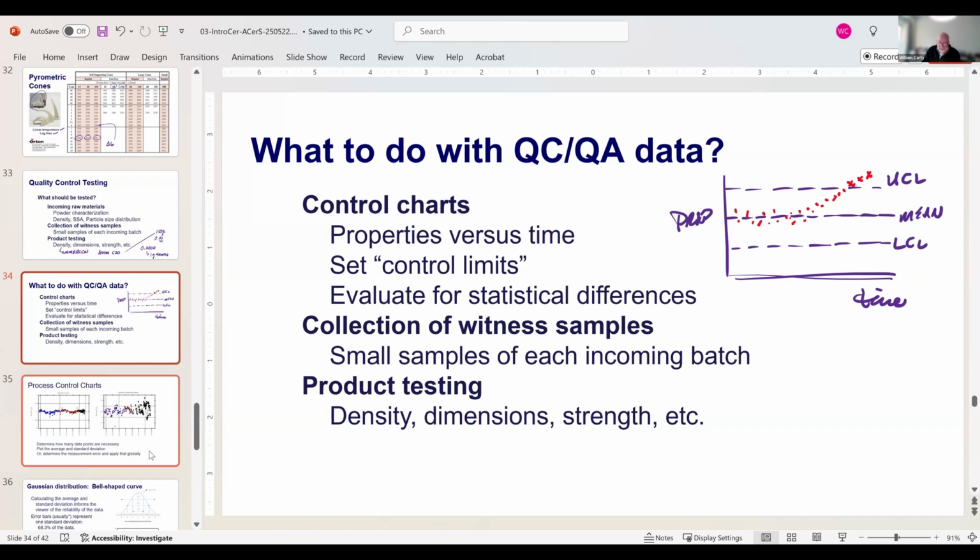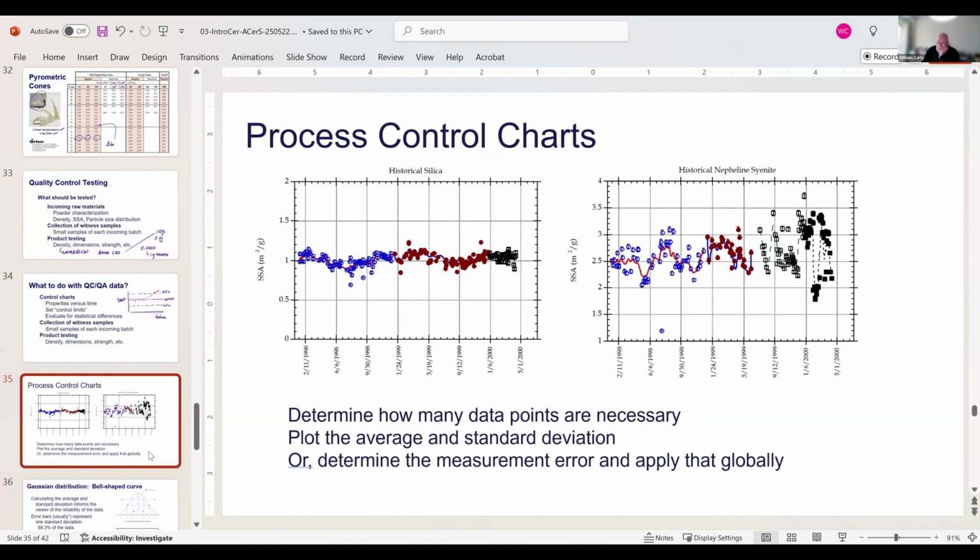So here's an example of a couple control charts. These are from Buffalo, China in 2000, basically. And it provided us with an unexpected benefit. So right about here in this chart, in November of 1999, the raw material came in and they dumped 50,000 pounds, 53,000 pounds of nepheline syenite into the quartz silo.